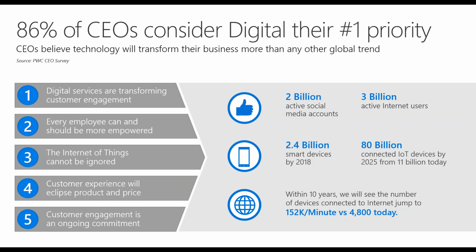But if we start off with looking at what CEOs and business operators are considering as their number one priorities, from the information that we've gathered through our surveys, 86% of CEOs are considering digital their number one priority. So digital services are transforming customer engagement. Every employee can and should be more empowered. The Internet of Things cannot be ignored, and customer experience will eclipse product and price, and customer engagement is an ongoing commitment.